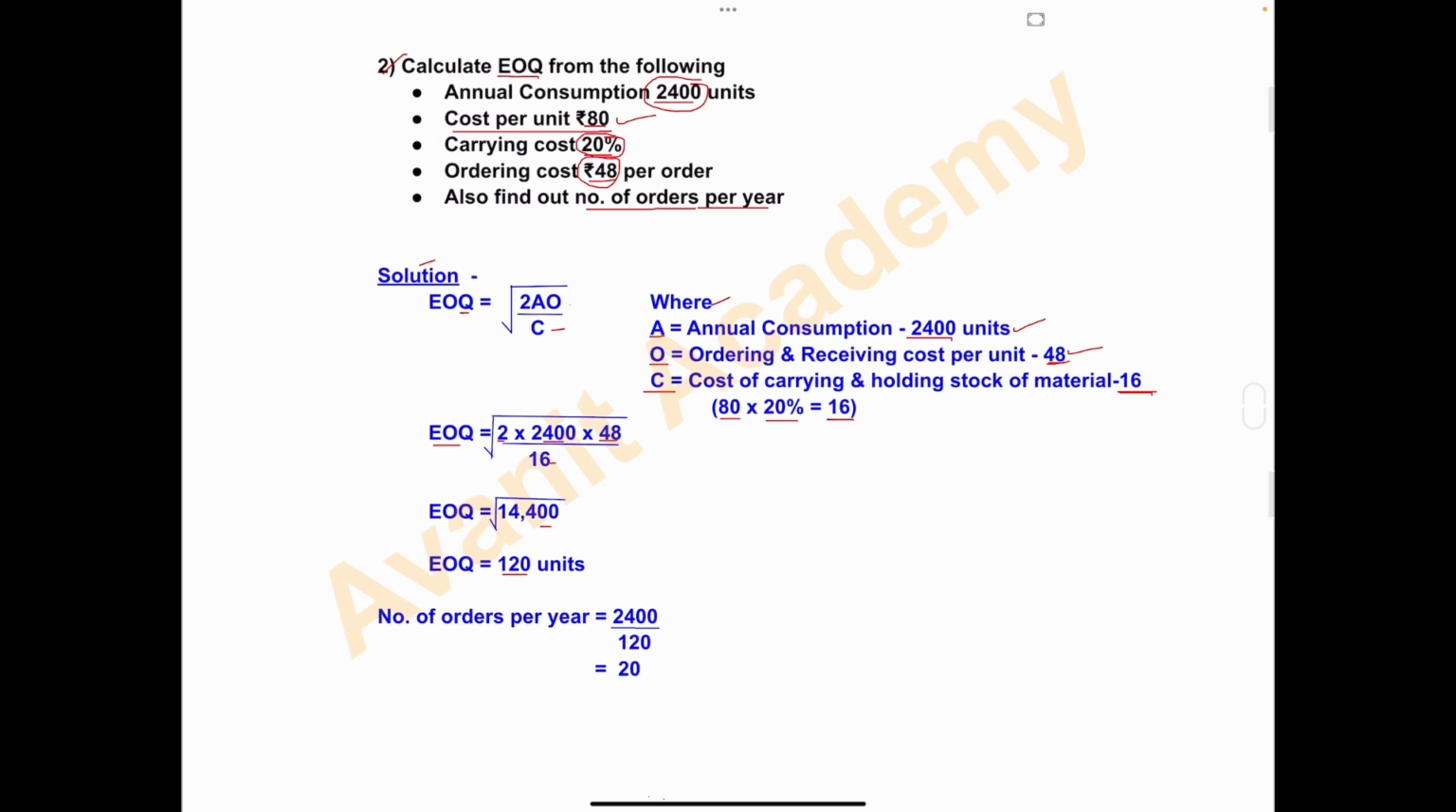EOQ is 120 units. Next we have to find out number of orders per year. So the formula to calculate number of orders per year is annual consumption divided by EOQ. Annual consumption is 2,400 divided by EOQ. Just we have calculated, that is 120. 2,400 divided by 120. So the answer is 20 times. So the number of orders per year is 20 times.